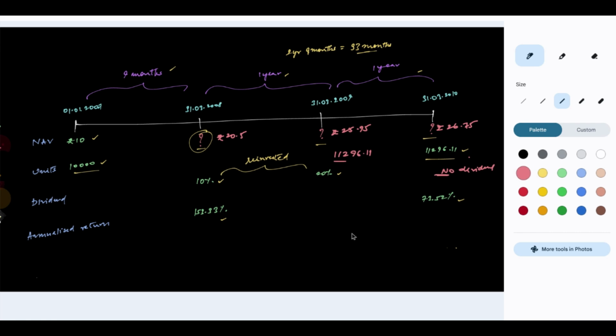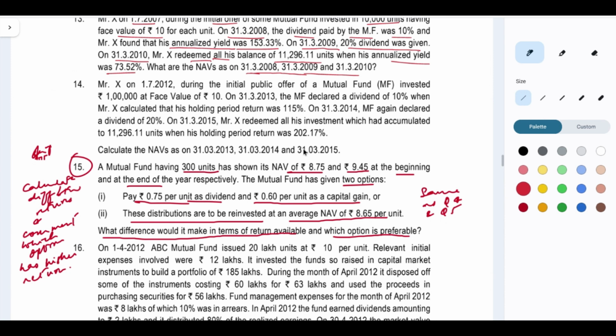Now let us see problem number 14. Question number 14. Mr. X on 1/7/2012 during the initial public offer of a mutual fund invested rupees 1 lakh at face value of rupees 10. In the previous case, what was given? Instead of investment amount, the units were given, the number of units, right? On 31/3/2013, MF declared a dividend of 10% when Mr. X calculated his holding period return was 115%.